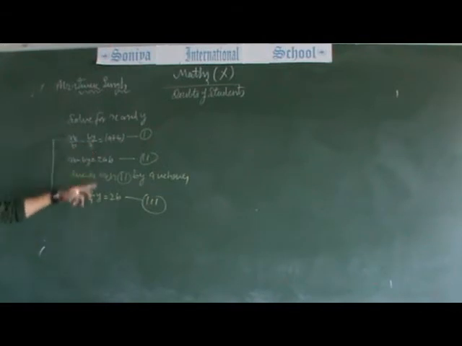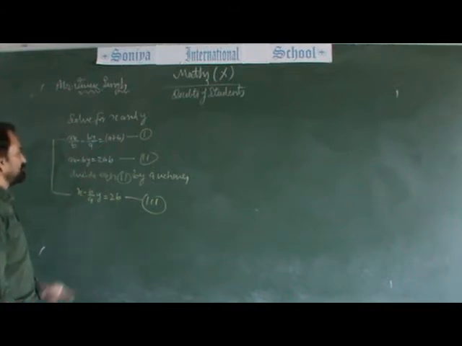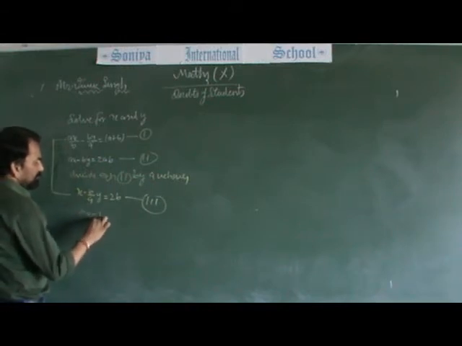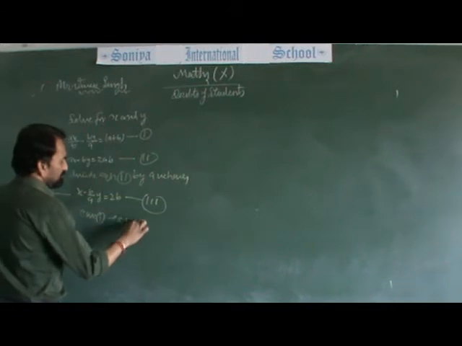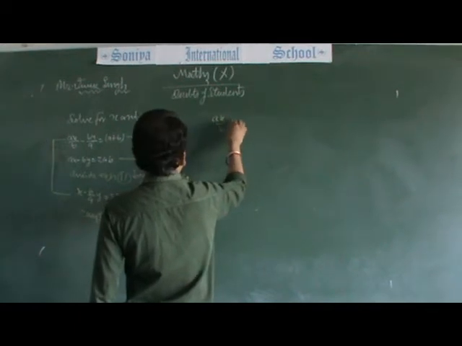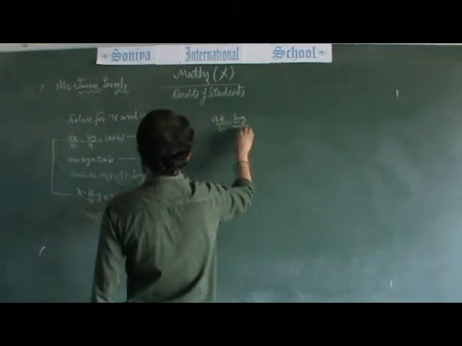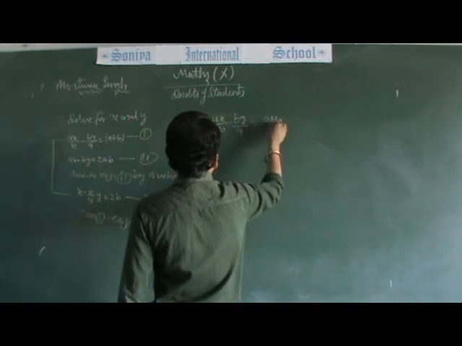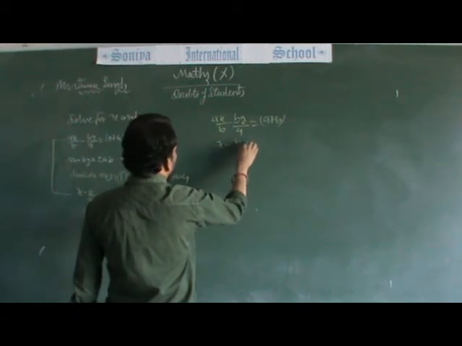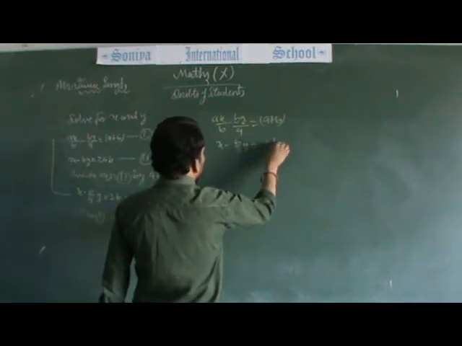Now compare equation 1 and equation 3. The coefficient of y is same, and the sign is also same. When the sign is same, we use minus sign. Either you subtract equation 1 from 3 or 3 from 1, there is no impact on your result. Then what we have to do? Equation 1 minus equation 3. First you write equation 1: ax upon b minus by upon a equals a plus b. And what is equation 3? x minus b upon a y equals 2b.